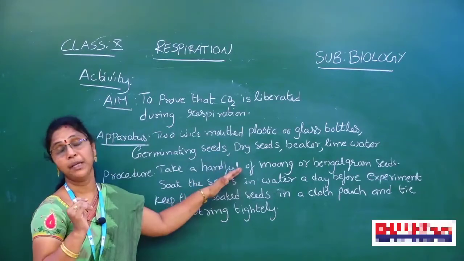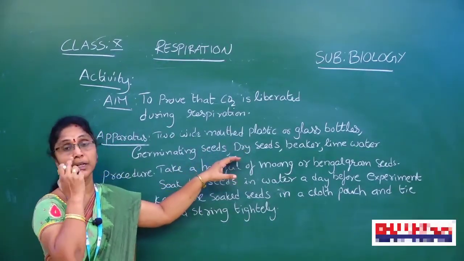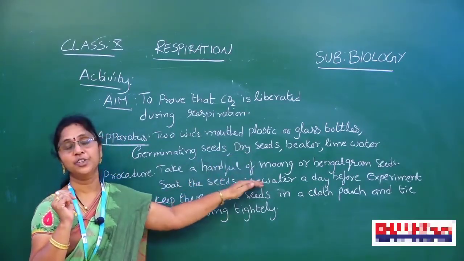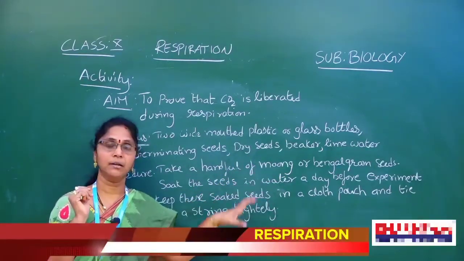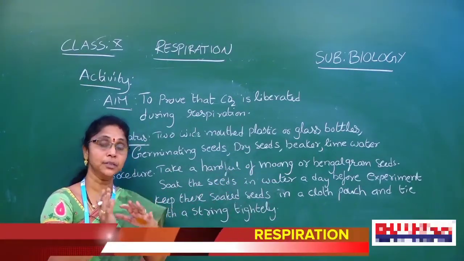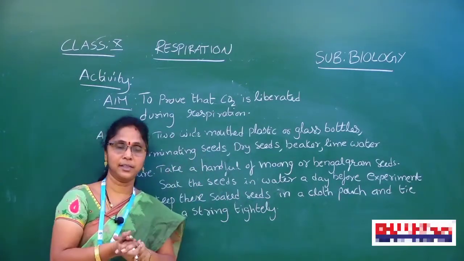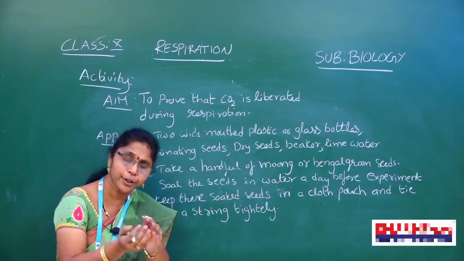One bottle, a thermos flask or glass bottle, is filled with germinating seeds. In the other bottle we take dry seeds. Here also the beaker will contain lime water. The same apparatus is used for germinating seeds and dry seeds. Observation: what do we find?